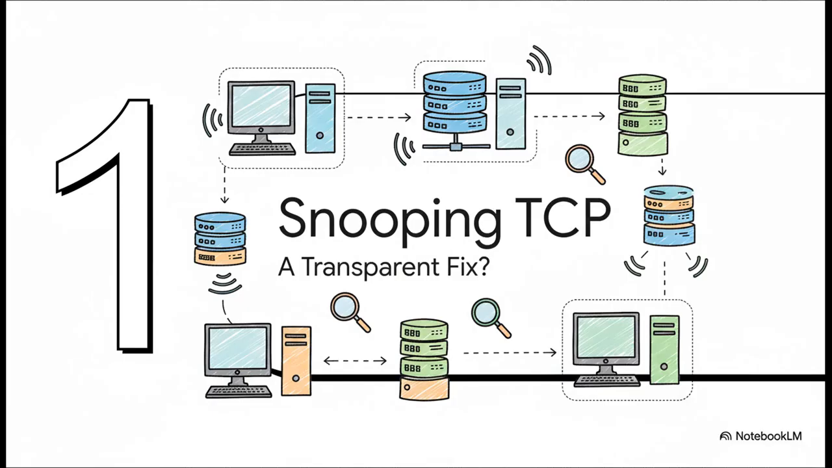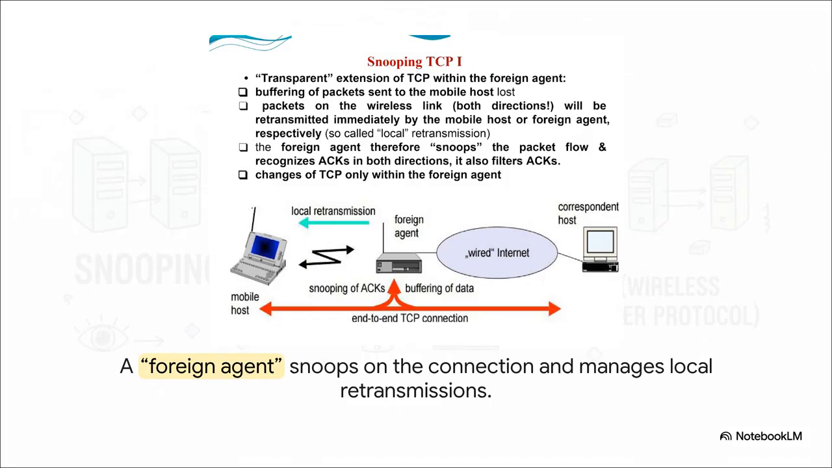So how in the world do you fix a problem like that without having to redesign every single device on the internet? Well, one of the most clever fixes is a little something called Snooping TCP. Now this is where it gets really cool. The idea is to put a smart middleman, called a foreign agent, right at the edge of the wireless network. Think of it like a local manager. It snoops on the data headed for your phone, keeps a copy for a split second, and if it notices an error over that last wireless hop, it just resends the packet itself, right there on the spot.